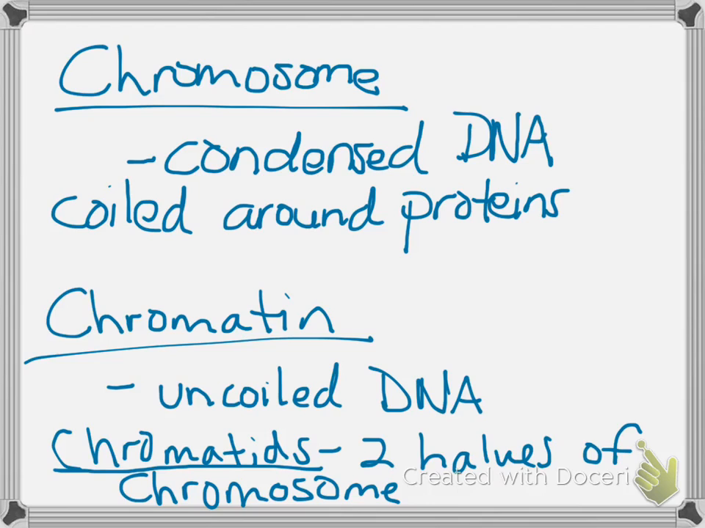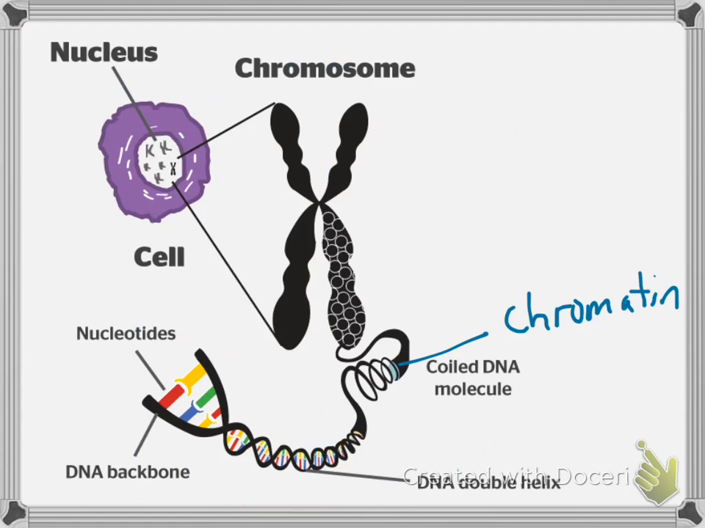We also have the term chromatin, which is what it is before it coils up. It's uncoiled DNA, and so that's the long spaghetti-like DNA that we have inside the nucleus when the cell is going through its normal processes. And then we have the word chromatids, which are just the two halves of a chromosome. So we're going to look at all three of these things in picture form so that you can understand the difference, because the names are all very similar.